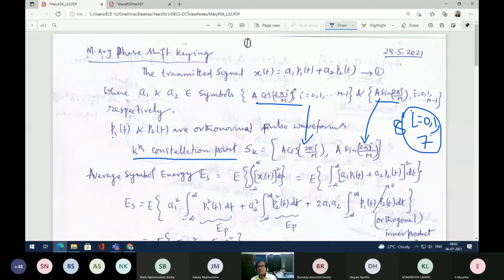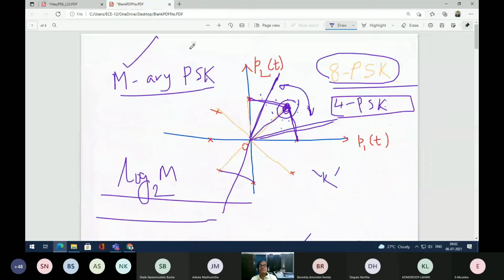Now if I have i equal to 1 here, what do you get? 2π by M, that is π by 4 here. I'll get π by 4. π by 4 means 1 by root 2, and this is also 1 by root 2. You will get 45 degrees. That means this corresponds to A1 and this corresponds to A2, and the phase angle is 45 degrees. So you'll get this as a point.